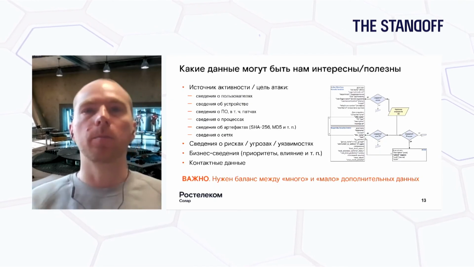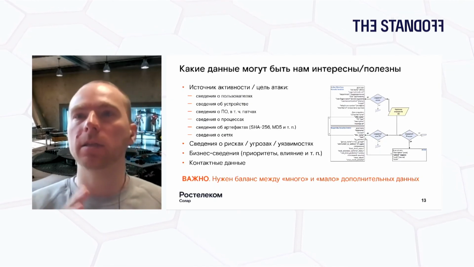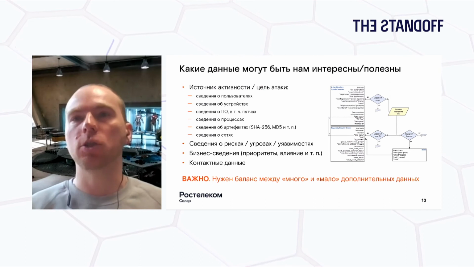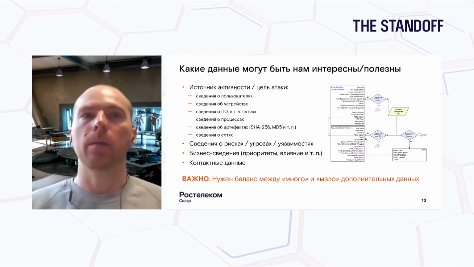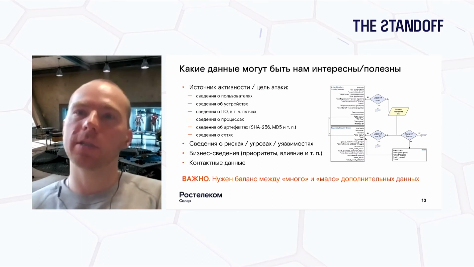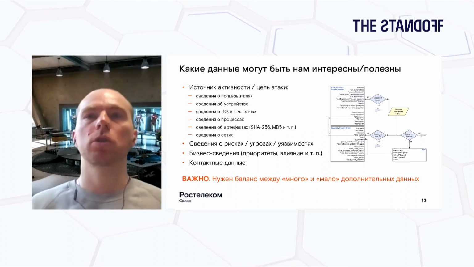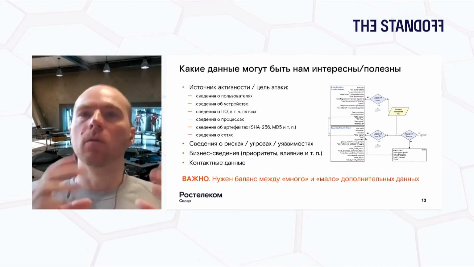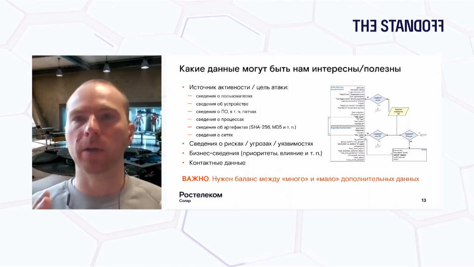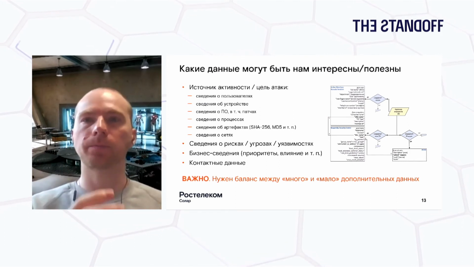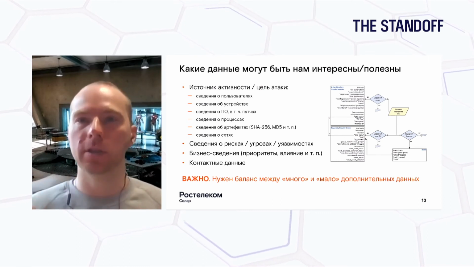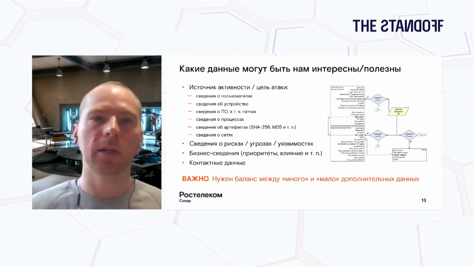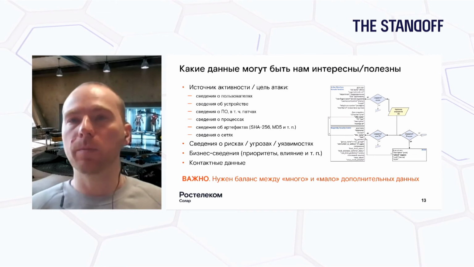Okay, next question is, what do we use to enrich the data on incidents? Naturally, much will depend here on the particular situations or particular context. We will be interested in the sources of activity, or shall we call it the target of the attack. We're talking here about data on users, devices, software, patches, processes, artifacts, and networks. Obviously, you can continue the list, but this pretty much covers the main elements.